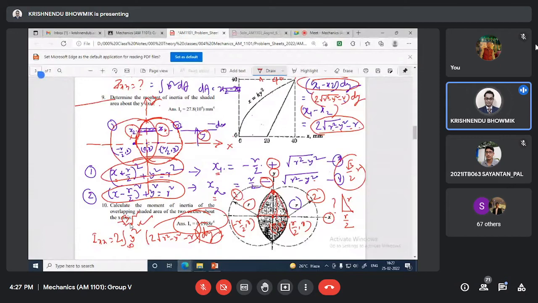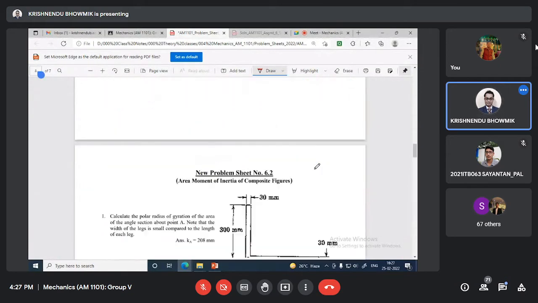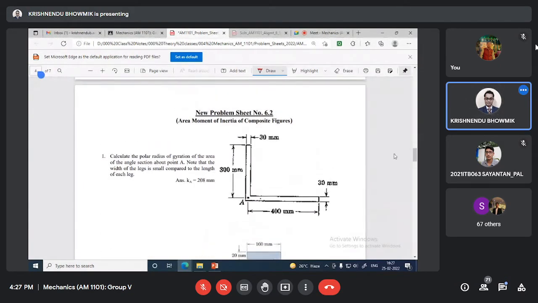So we have done with 6.1. Now moving to 6.2. This is the area moment of inertia of the composite figure. The way you have calculated the CG, centroid, for composite area, here a similar approach we are using for moment of inertia of composite area. For example, this one: calculate the polar radius of gyration of the area of the angle section.